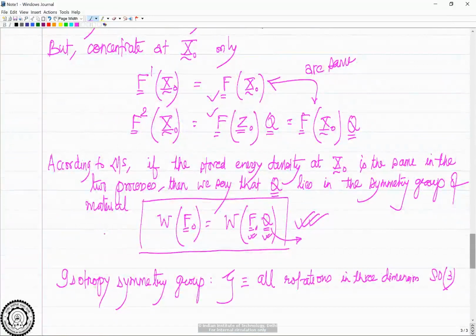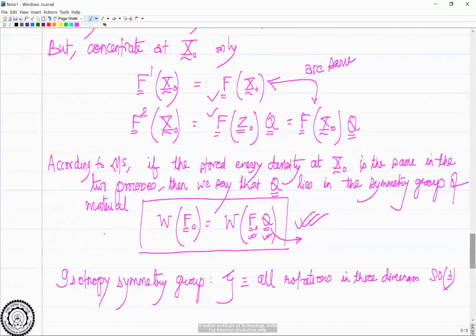So why did you go to the physics? Did you do the experiment and find that the W at F naught will be equal to W of F naught Q? Well, actually, through experiments it is very difficult to measure energy stored. So in experiments, they usually measure the response, that means the stress generated in it.